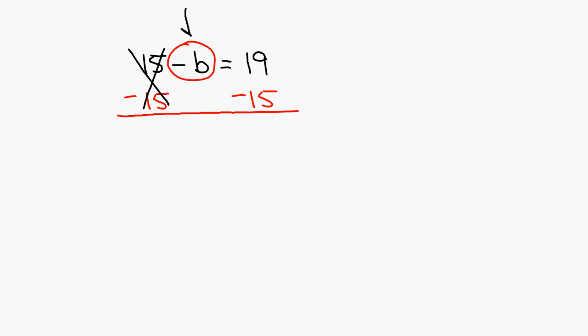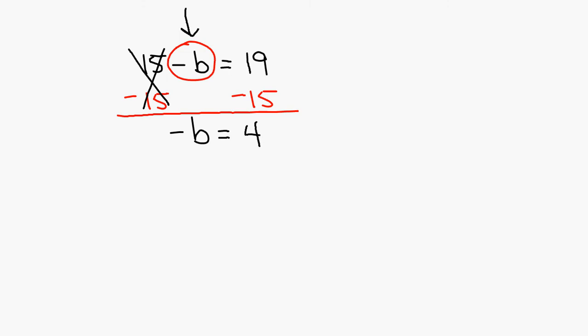This all falls down. This negative b falls down. And a lot of times what happens is students forget this negative sign in front of the b. So this negative b is equal to 19 minus 15, which is 4.